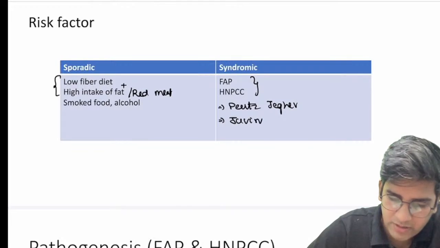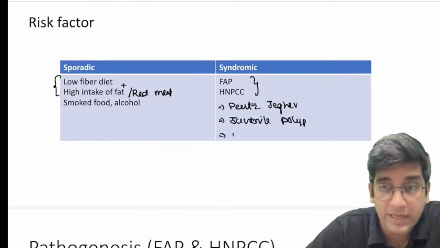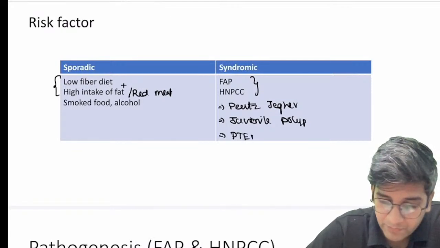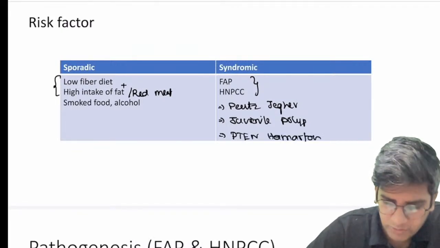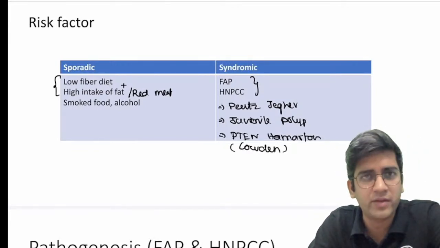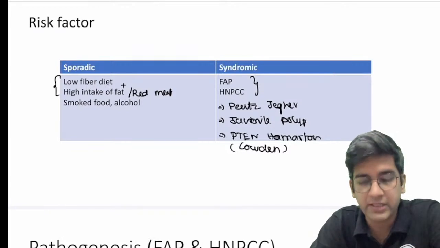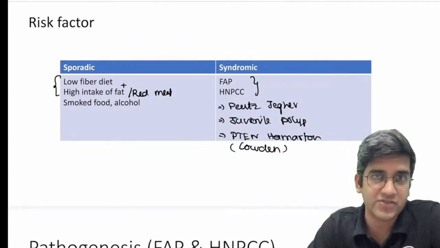We have juvenile polyposis syndrome. I'm sure you must have read about PTEN hamartomatous syndrome. Perfect, right? There are multiple syndromes. PTEN hamartomatous, the Cowden syndrome will come under that. All of them, right? Perfect. Gardner and Turcot. Gardner and Turcot are variations of FAP. So FAP should be more than enough for me. The syndromic approach to colonic cancer is actually bigger than the sporadic risk factors.